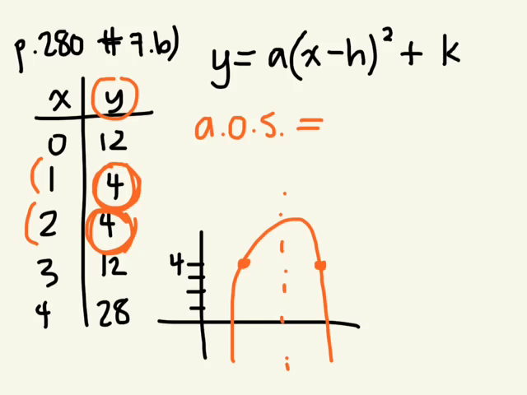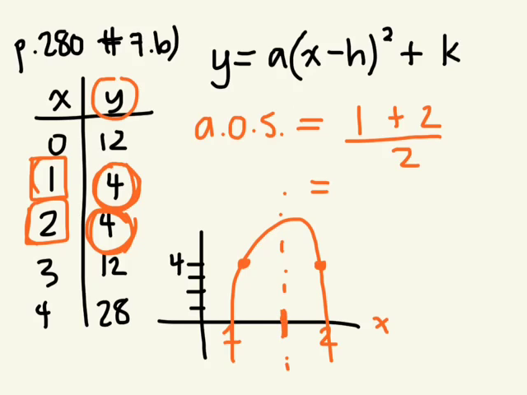What do I need to add together to find the axis of symmetry? The x values, right? Because the axis of symmetry is halfway between the x values. So 1 plus 2 divided by 2. It's the midpoint of the x values, because the axis of symmetry goes through the x-axis. So 1 plus 2 is 3, divided by 2. What's the axis of symmetry? 1.5. Good.